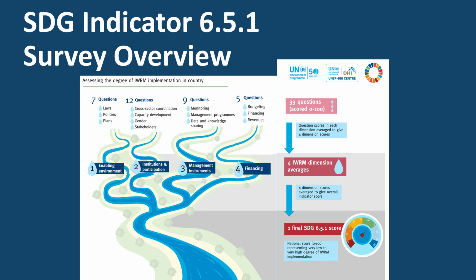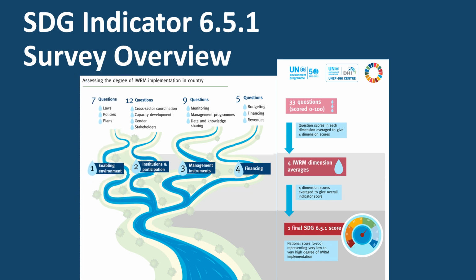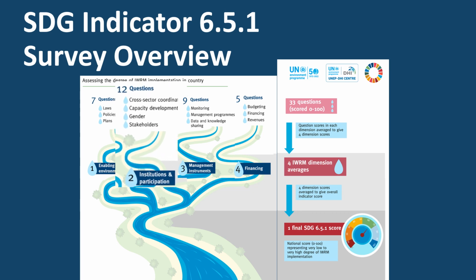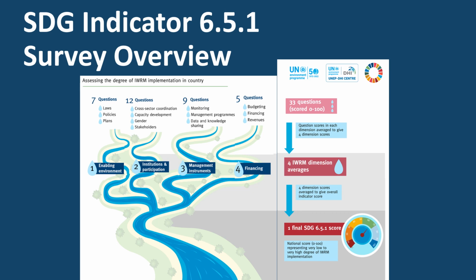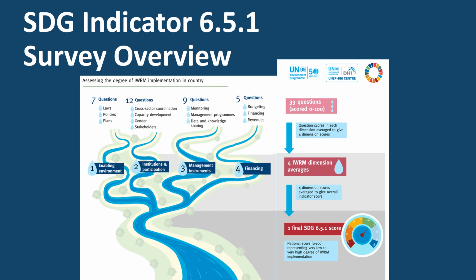The survey has 33 questions split into 4 sections, which reflect the 4 main dimensions of IWRM. The 4 sections are the enabling environment, covering the main policies, laws, and plans; institutional capacity and coordination, and stakeholder participation; management instruments that support effective decision-making; and financing, budgeting, and revenue raising.